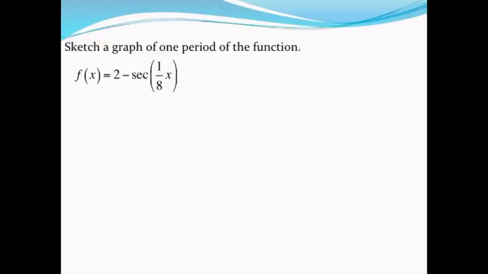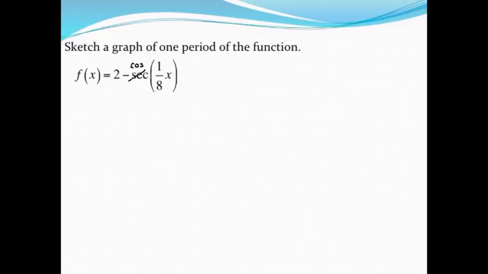If you've watched my other videos about graphing one period of a secant or cosecant function, there should be really no surprises in this one. So here's another secant one, just a little more complicated this time. I'm going to begin by, remember, just considering the graph of the reciprocal function. So I'm going to find the graph of 2 minus the cosine of 1/8 times x.